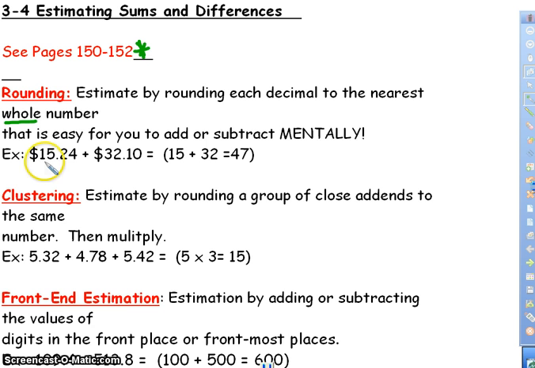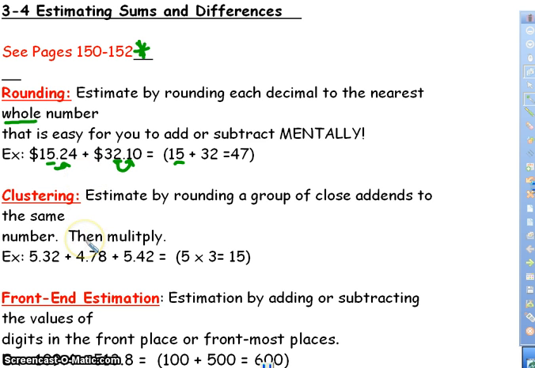So you look at our example. The whole number here will be to the ones column. I have 15.24. If I look back at the 2, I know I'm going to keep it as 15, because it's below 5. So that changes to 15. For 3.12, I look back at the 1, and once again, it's below 5, so I'm going to keep it as 3. So I have 15 plus 32, which is 47. So that's rounding. Once again, you're rounding to the nearest whole number.